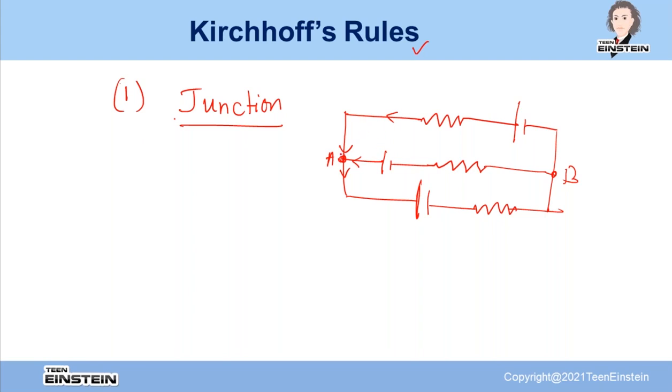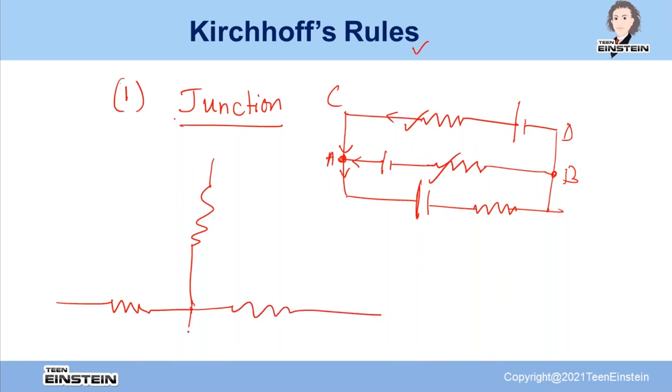So junction means where many branches are coming and meeting together. Branch means what? Branch means this one is a branch, this one is a branch. So ABA branch, if I write this is C and D, CD is another branch of the circuit. Okay, it can be even much more complicated. See, if I draw simply like this, so this can be also a junction. Okay, this can be told as junction. Okay, this is junction of the circuit.